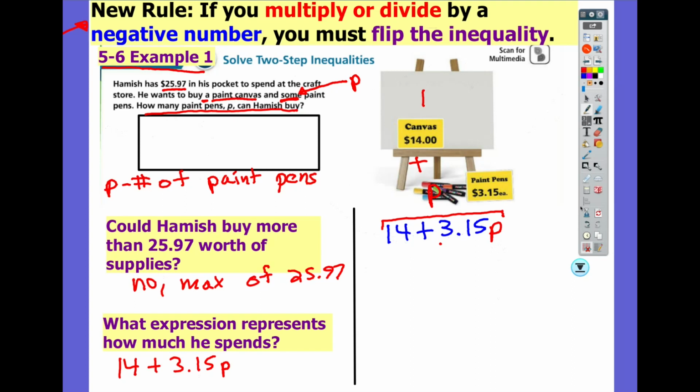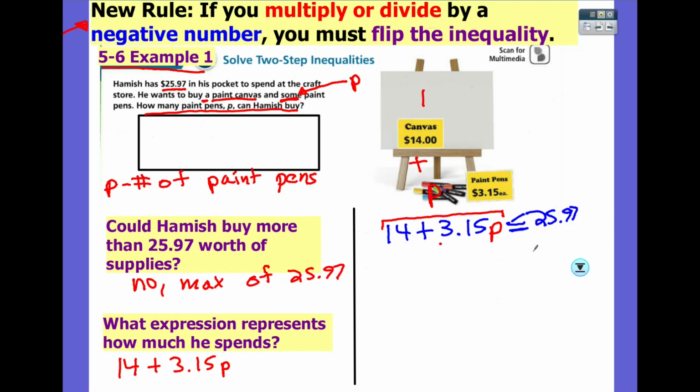And we're going to say that is going to be the maximum amount. So whatever is in Hamish's wallet, he has to spend less than that. So it's going to be less than or equal to what is in Hamish's wallet, $25.97. All right, and now we just go to town and solve this. So we've got all of our balance method tools in our tool belt. We're just going to apply them.